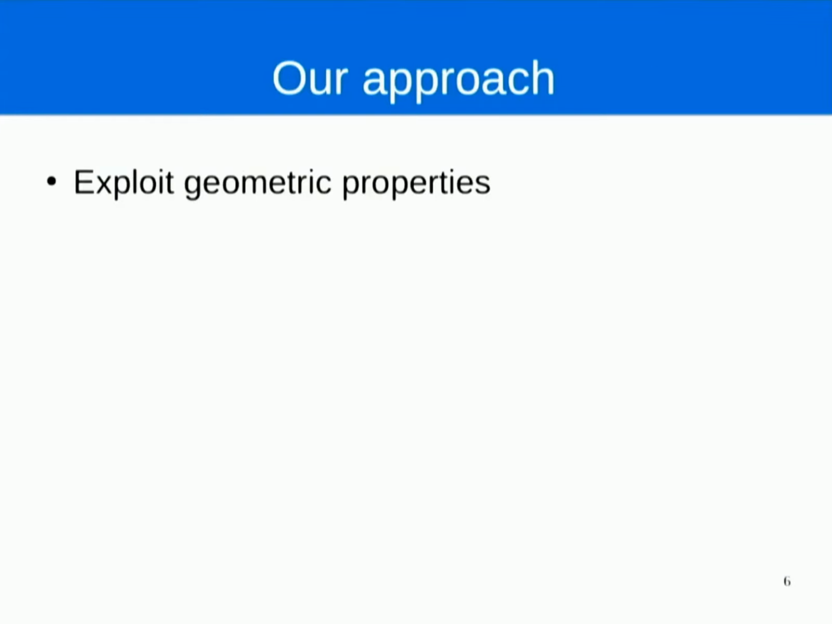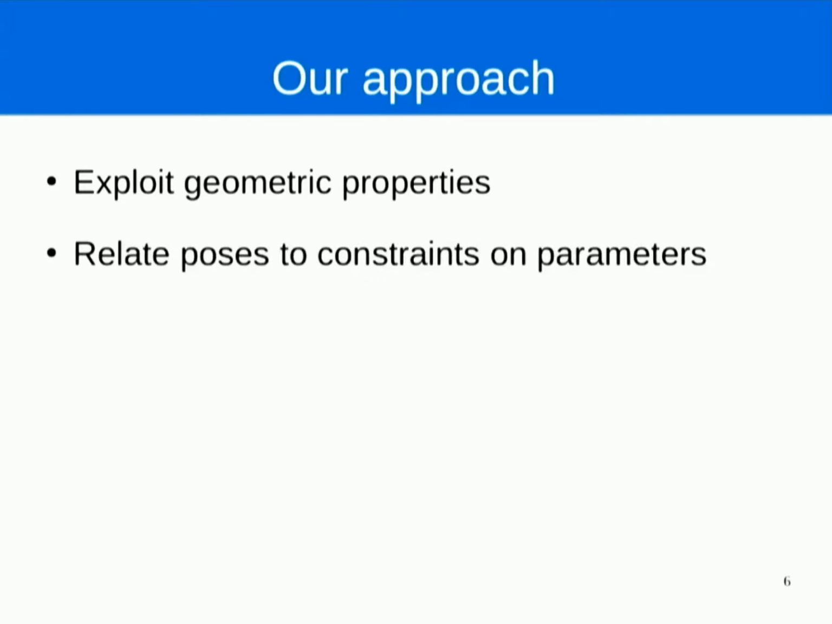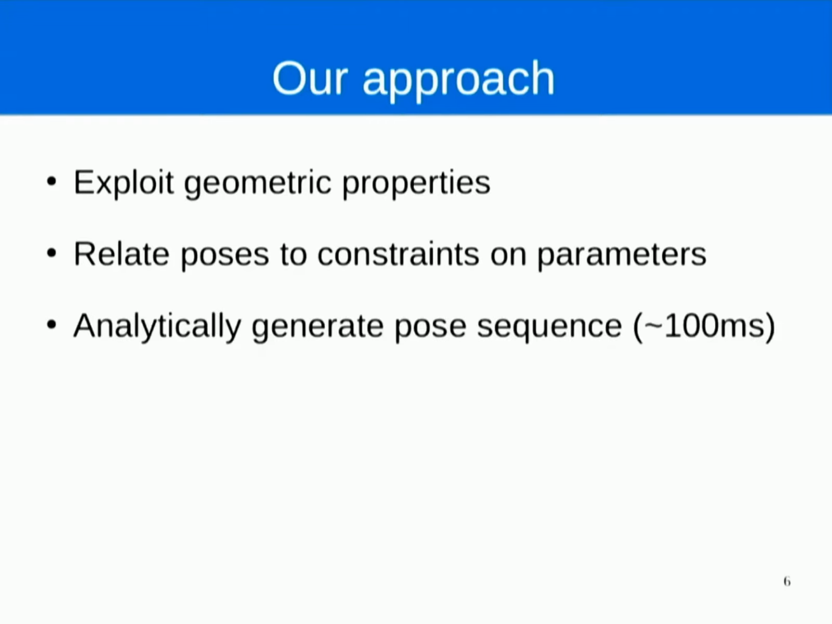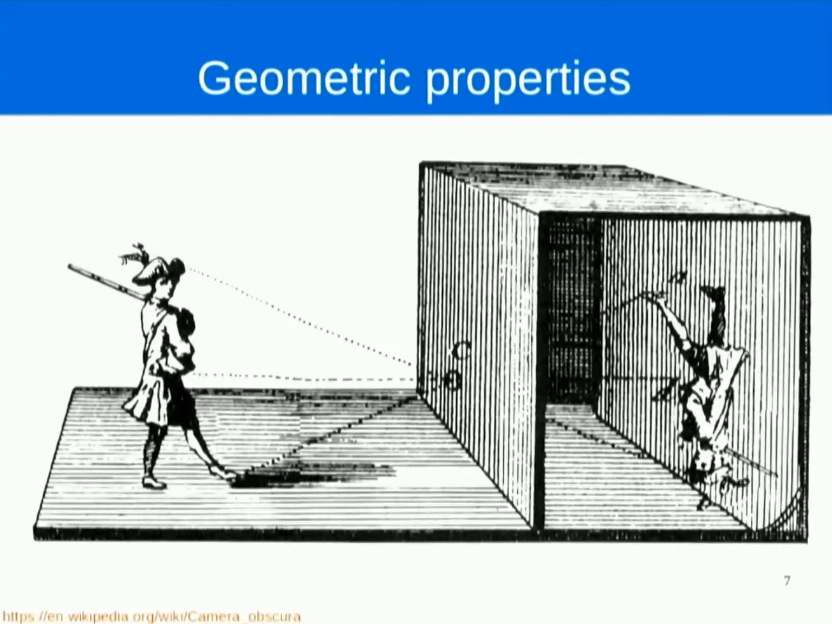Our approach, on the other hand, tries to explicitly exploit the geometric properties of the camera calibration problem. We also relate poses to explicit constraints on the parameters we try to estimate. This allows us to analytically generate the pose sequence, and this is much faster. It only takes around 100 milliseconds to generate a pose suggestion. This is also the outline for the remainder of the talk, and we continue with the geometric properties.